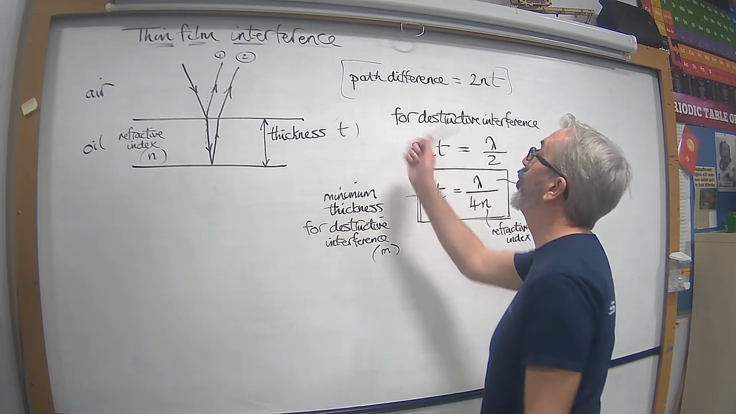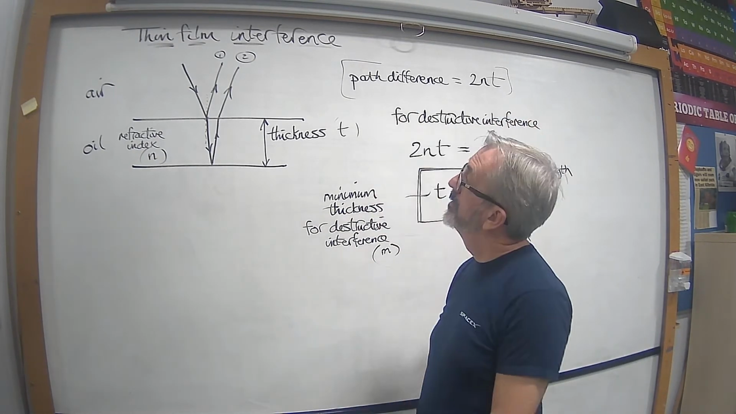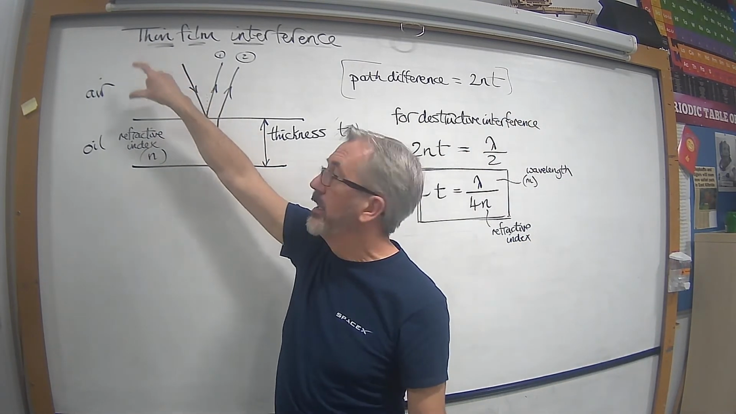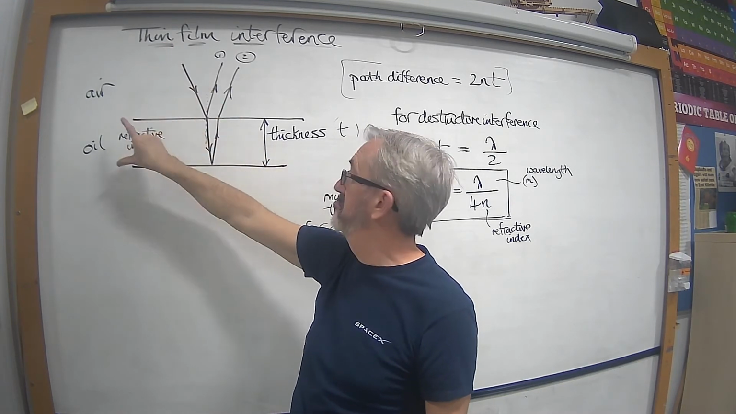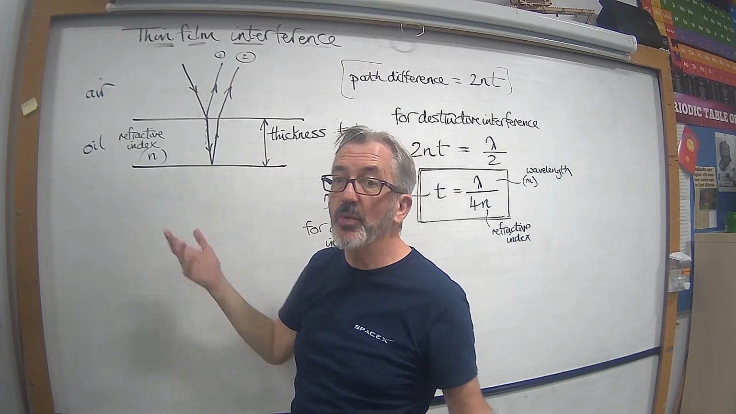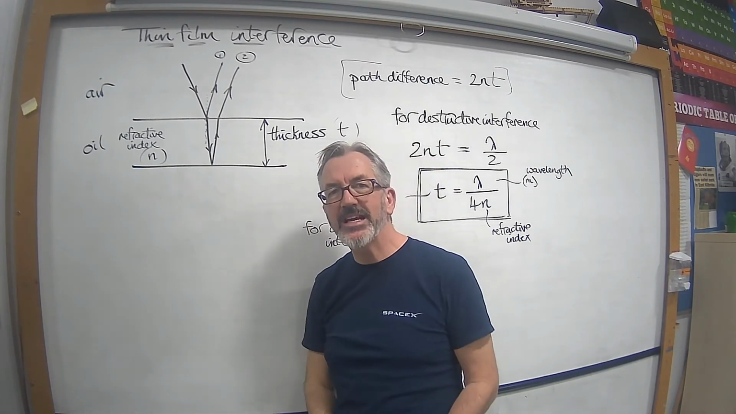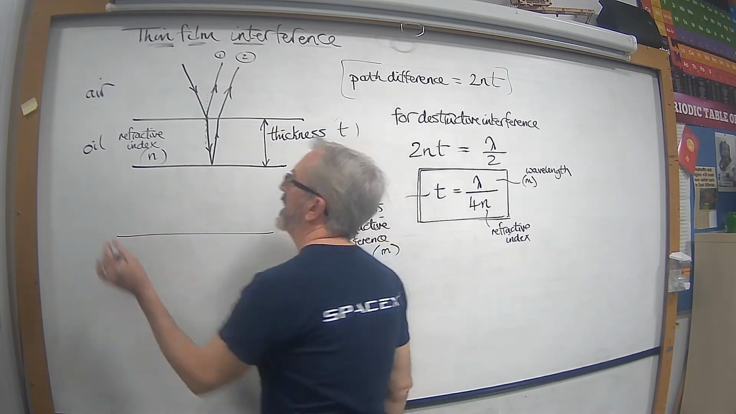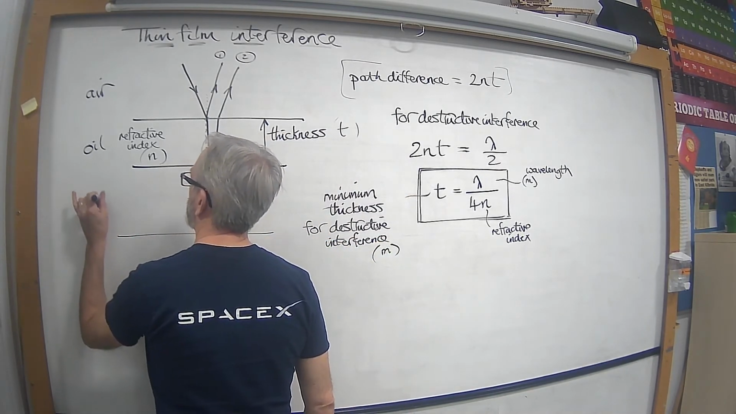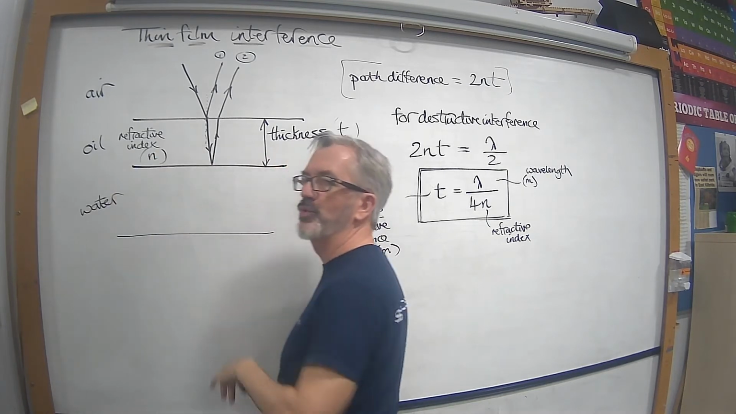There's an added complication to this though. We've got air and oil here. Well, it could be air, it could be some other transparent material, it could be water. But here's the added complication. There might be another substance underneath. There might be water. Oil floats on top of water.